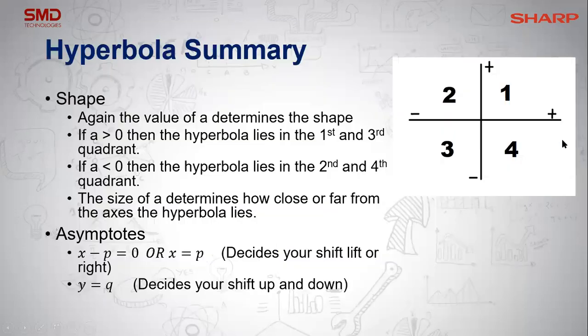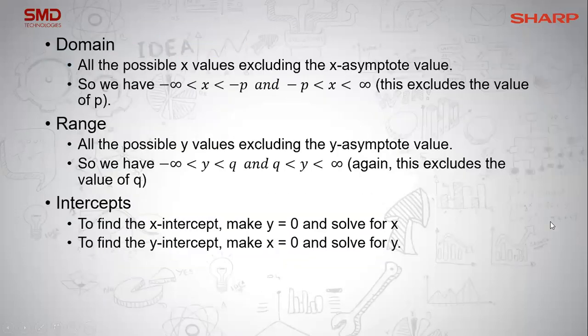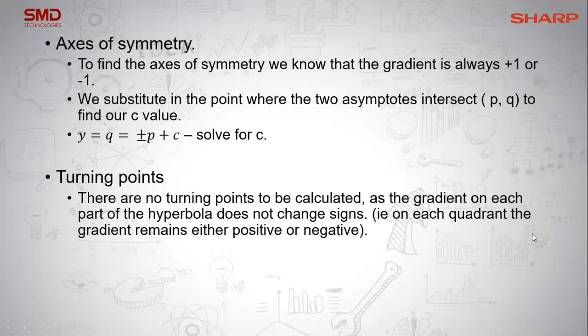So, all right. Then here is your hyperbola summary. And of course, your domain and range and your x and y intercepts, your axes of symmetry. You can use this formula. I think I found it in Kevin's Handbook and Study Guide series for grade 11. It's such a nice shortcut. I've never seen it done like that before. So that's really handy, a nice way to do it as well, to find your c value.